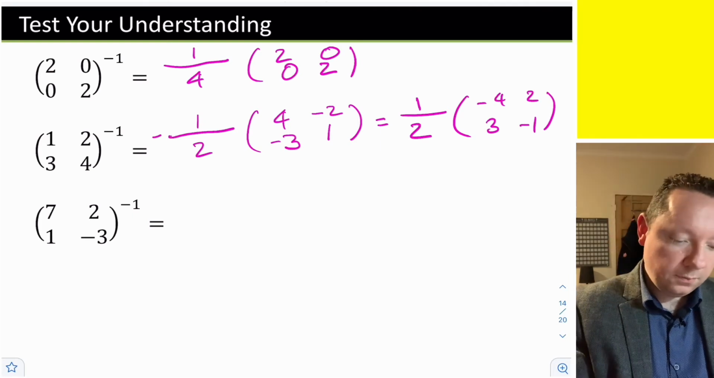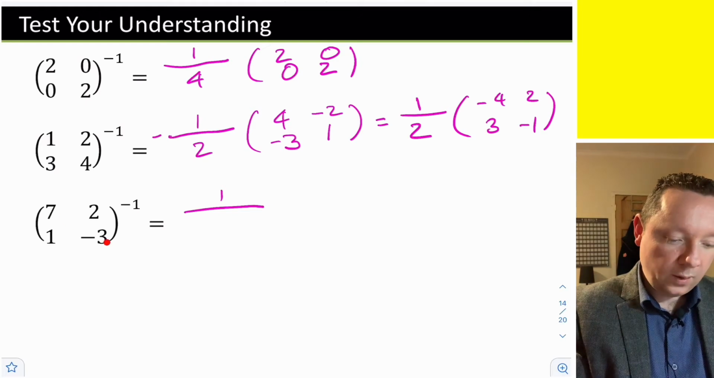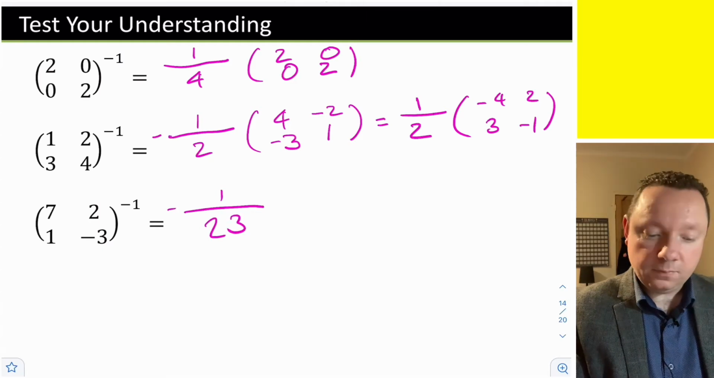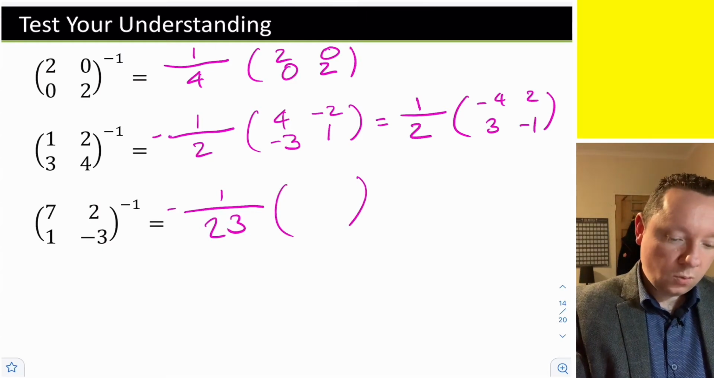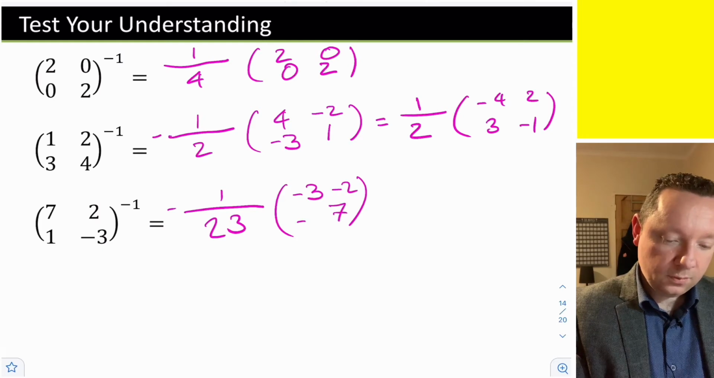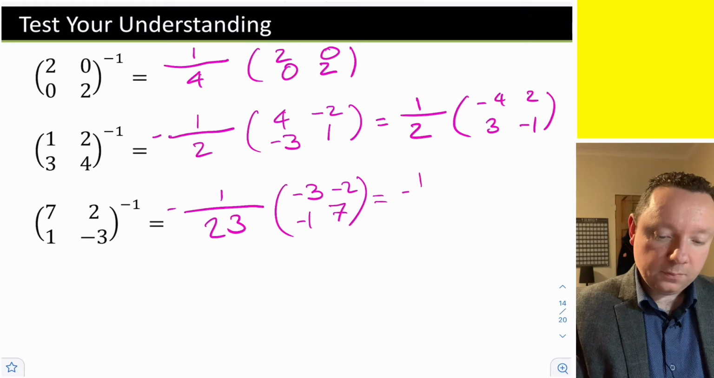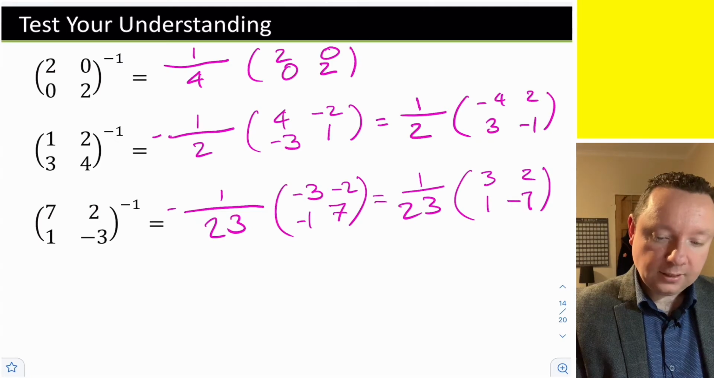And the last one, 1 over the determinant. Well, the determinant is minus 21. Take away 2 is minus 23. So minus a 23rd. Swap the elements. Minus the other two. Tidying it up by making it a positive fraction. We get [3, 2; 1 and minus 7].